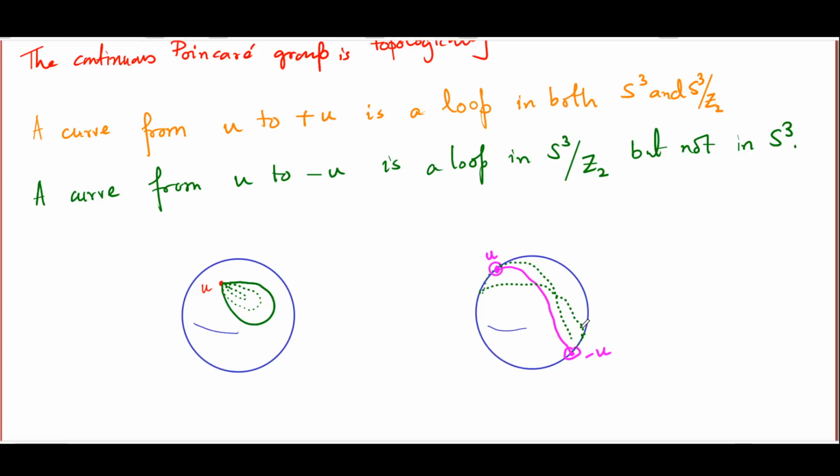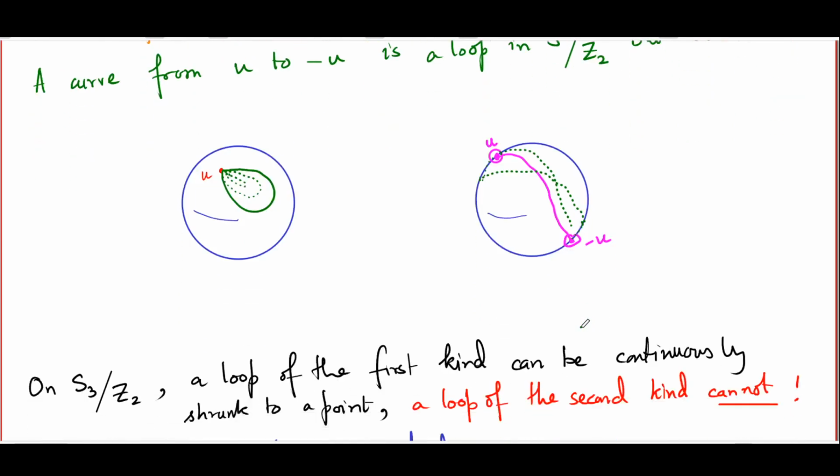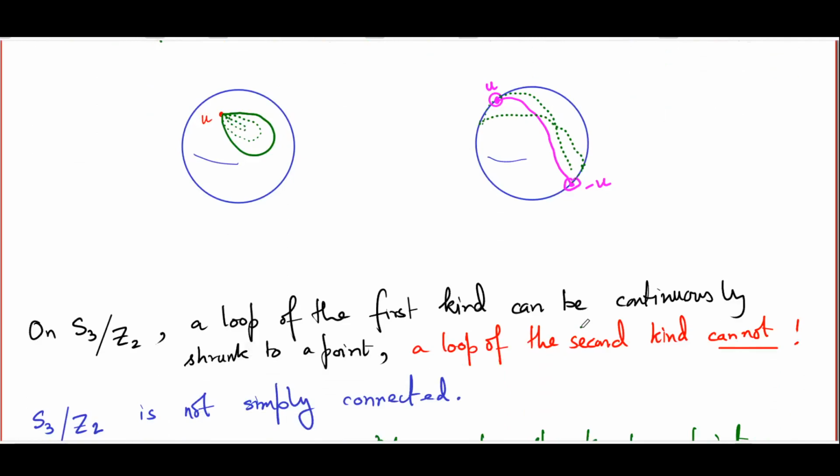On S2 by Z2 and by extension on S3 by Z2, we actually have two different kinds of loops. Loops which can be shrunk continuously to a point and loops which cannot be shrunk down continuously to a point. So, the conclusion is S3 by Z2 is not simply connected. You have loops on S3 by Z2 which cannot be shrunk down to a point.